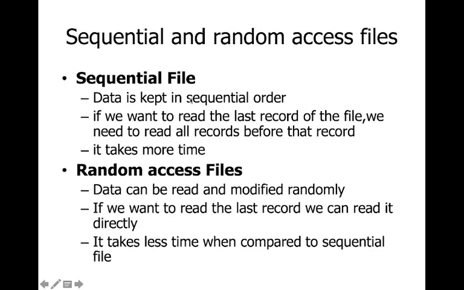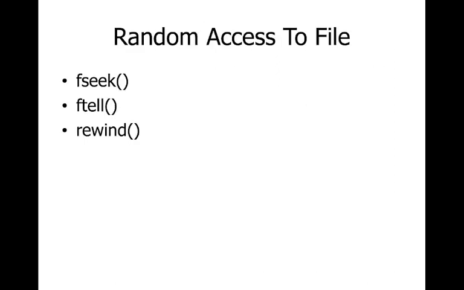So all the text files we have seen are sequential files. Now how to perform random access in files? For that we have three functions: fseek, ftell and rewind. Fseek function, ftell function and rewind function. So we'll see these three functions.